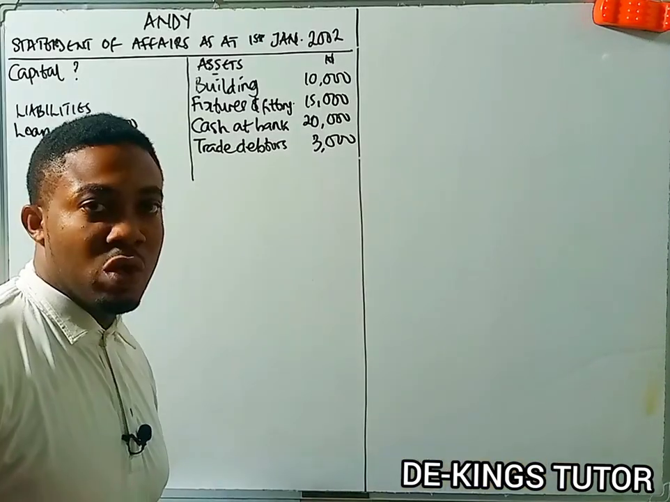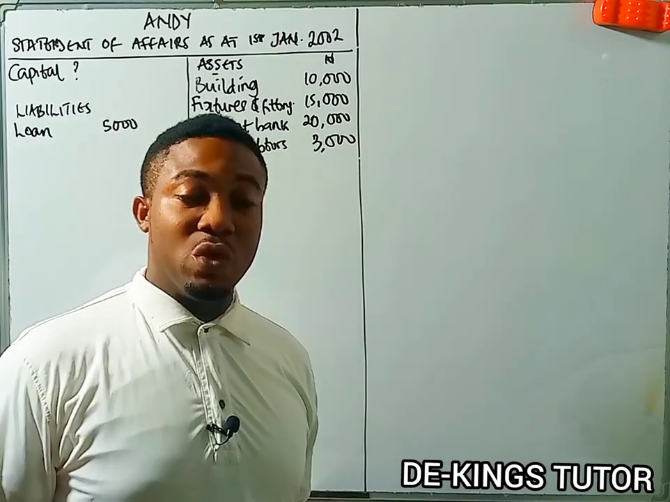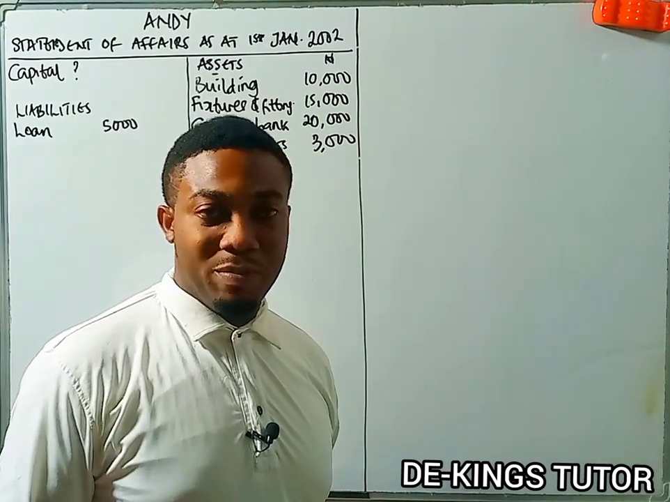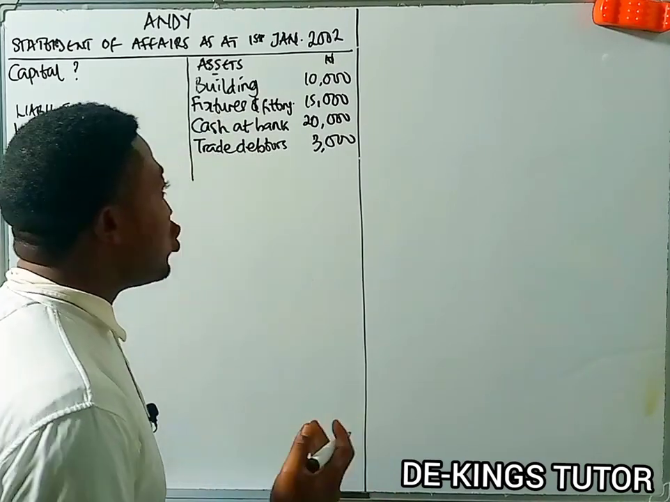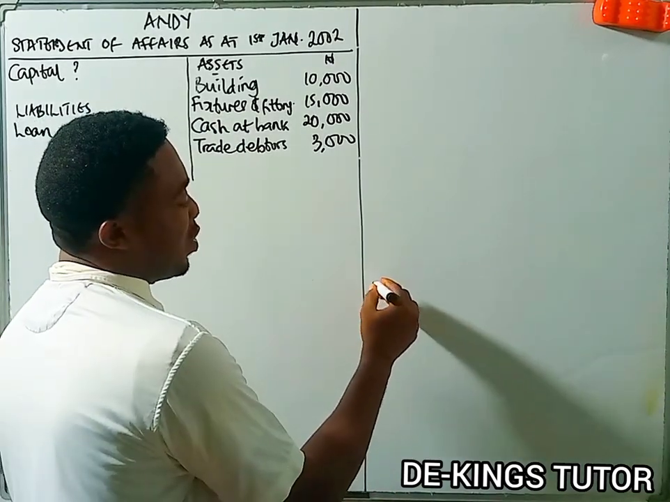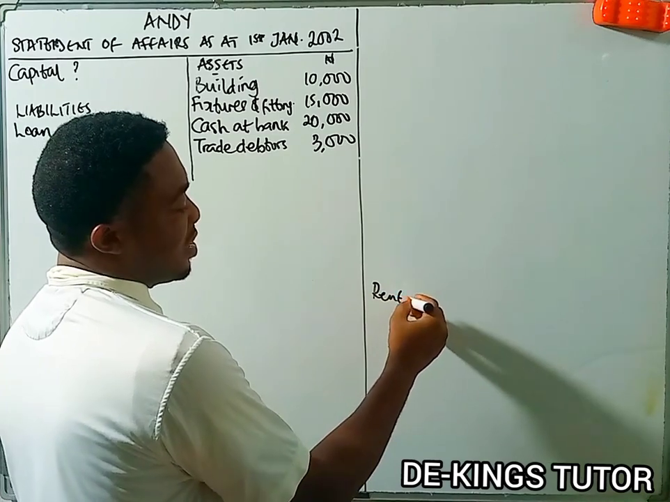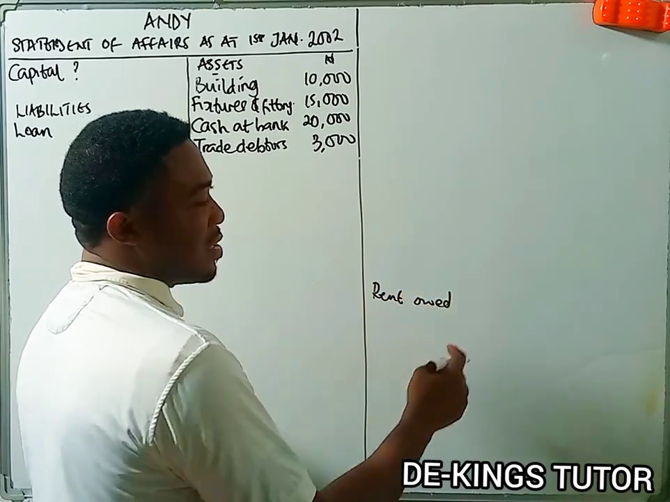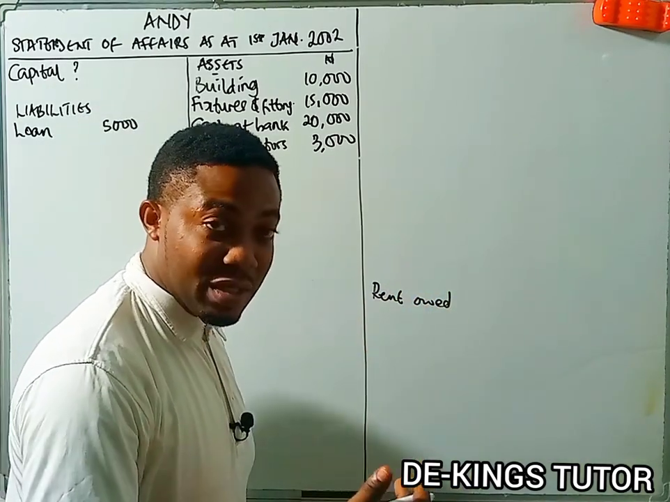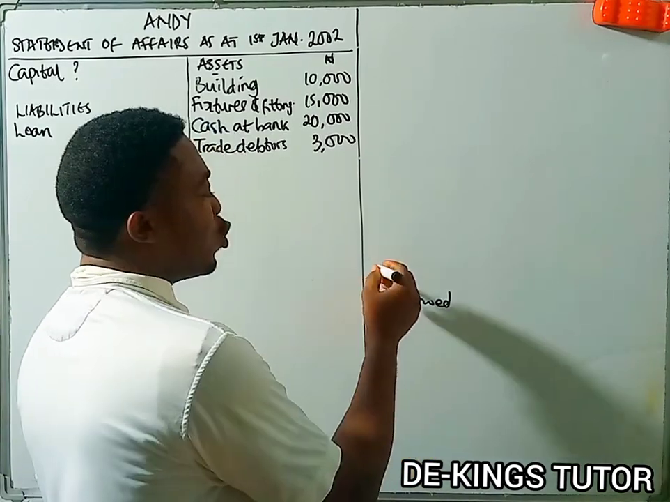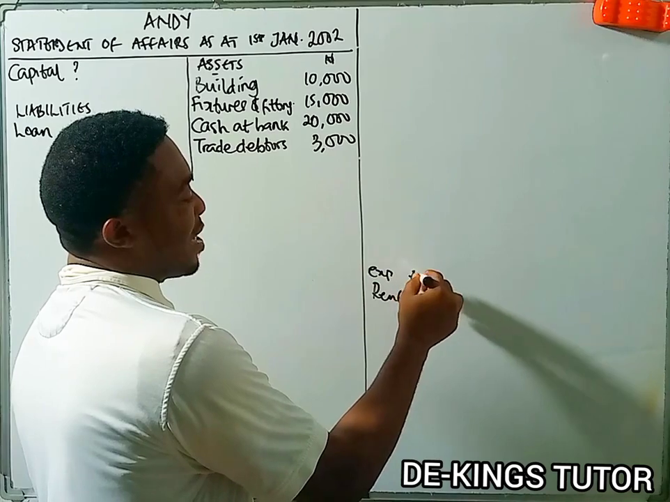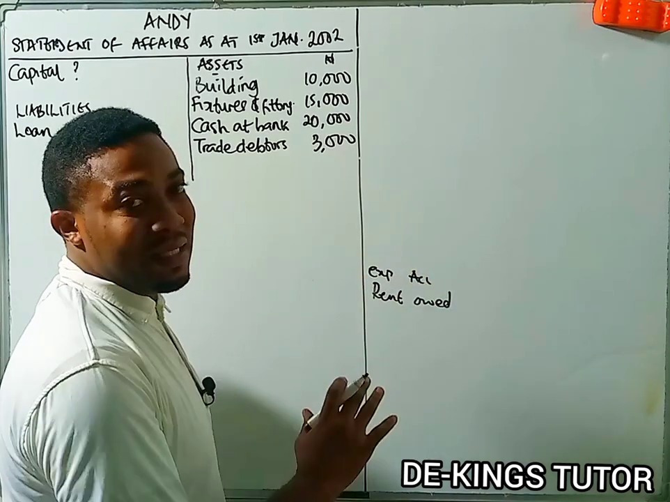The next one, rent owed. Now how do you interpret this? I've done a video on adjusting additional information. Please ensure you check that to understand most of these adjustments. Now we have rent owed, and you are going to interpret it. What is rent? Rent is an expense. What is owed? Owed is what is owing, either accruals, in arrears, due, outstanding. They mean the same thing. So this is an expense and this is accrued. So it is an accrued expense.